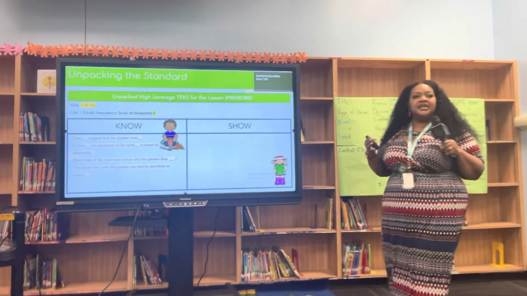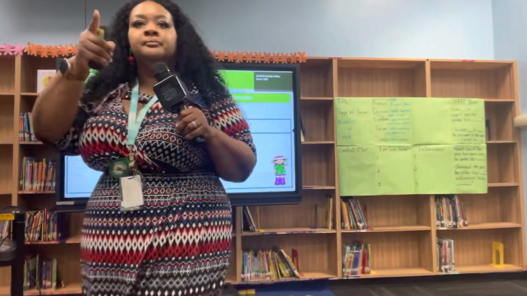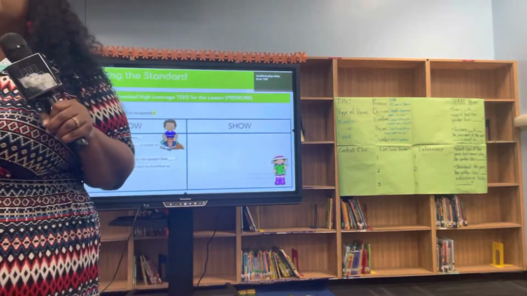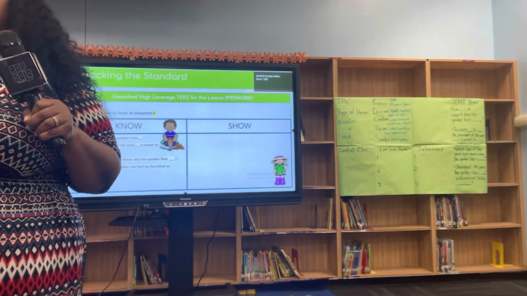Why do we want the kids to number the lines and stanzas? Why do we want them to show that? Most of the questions still tell you line such and such, stanza such and such, so it's easy to go back in. Thank you.